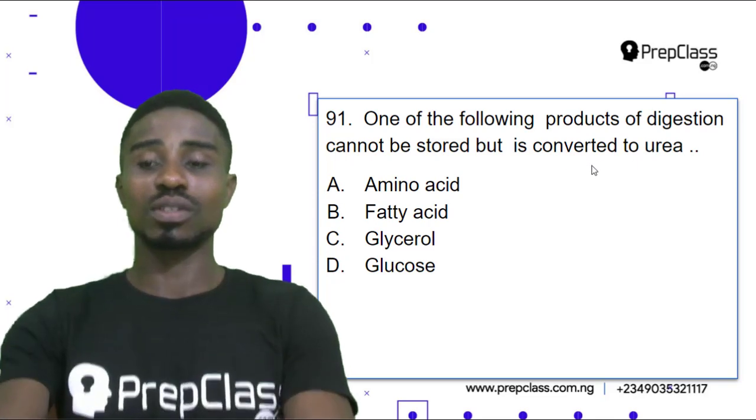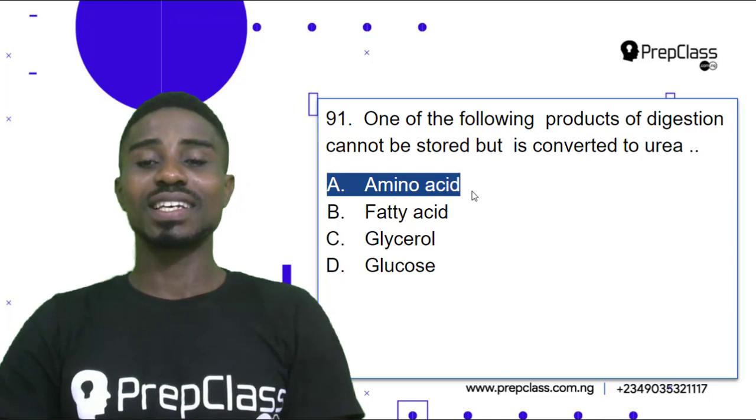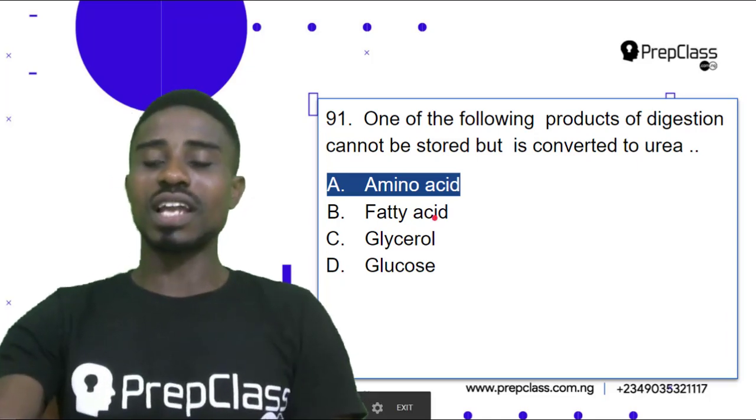Let's check it out. Question 91, option A, amino acid. Let's look at the next question.